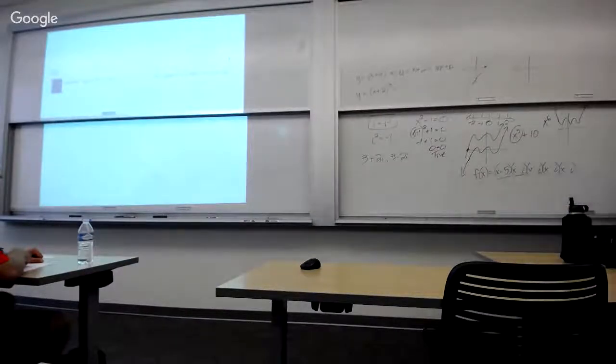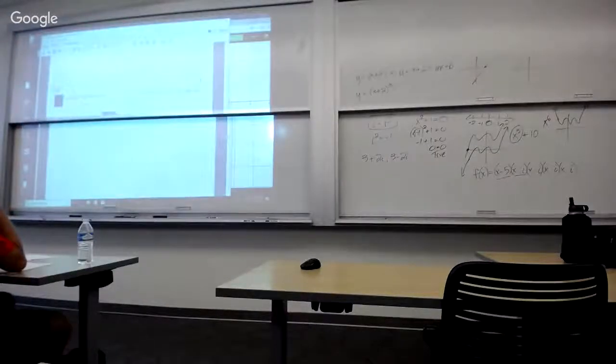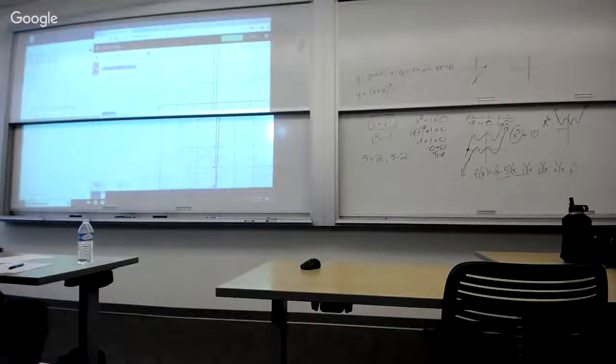Graph it. Right? That's the very first thing you would do, because that way you can see what the x-intercepts are and know what you're doing. So I'm going to type in x to the 5th minus x to the 4th plus 7x cubed minus 7x squared plus 12x minus 12. Okay. And how many x-intercepts do we have? Well, it looks like 1.